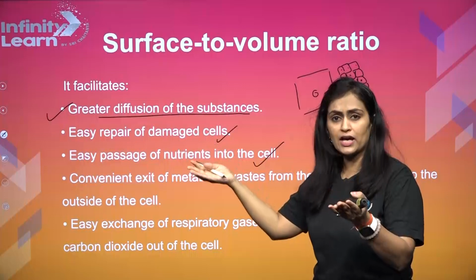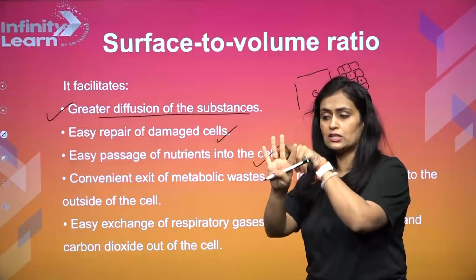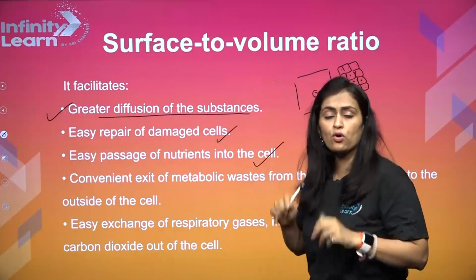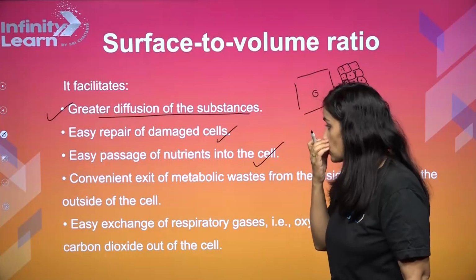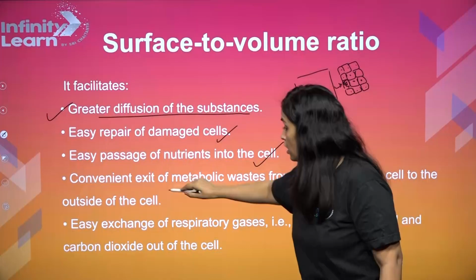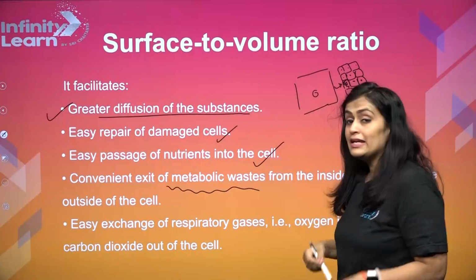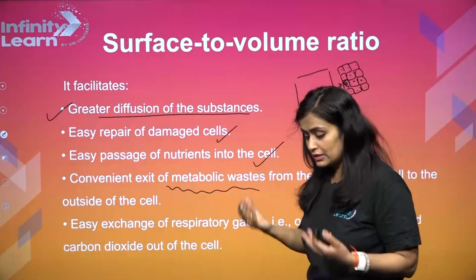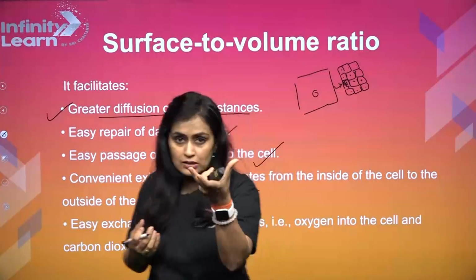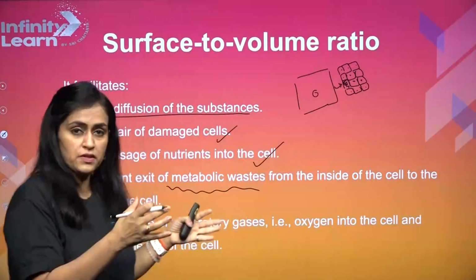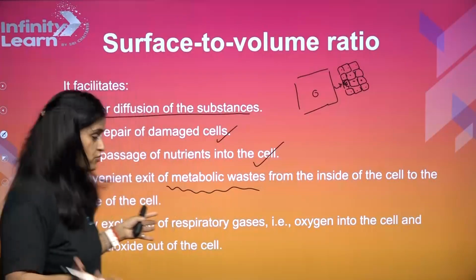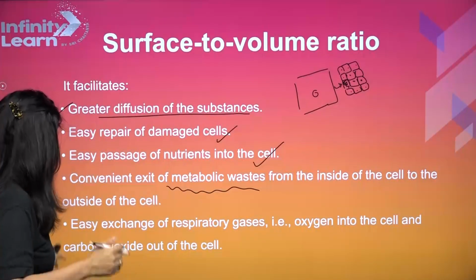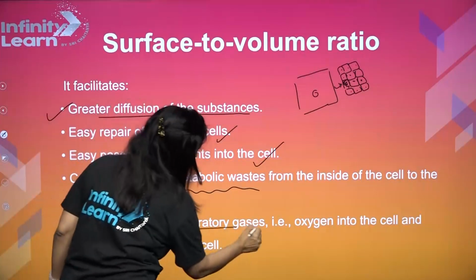Even when we talk about digestion, we have villi, which increase the surface area. More and more absorption can happen, right? So easy digestion, easy absorption. Convenient exit of metabolic waste. In the kidneys, we don't have one single nephron. We have millions of nephrons present over there so that they can help in filtration of the excreta, the urine, from there. Easy exchange of respiratory gases.